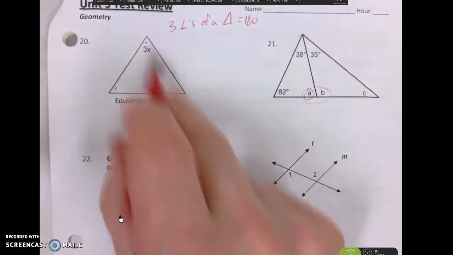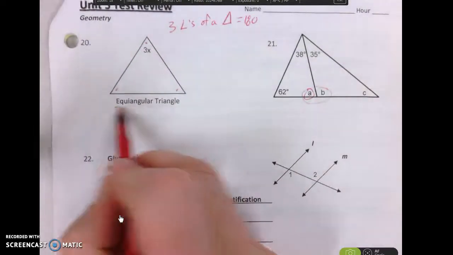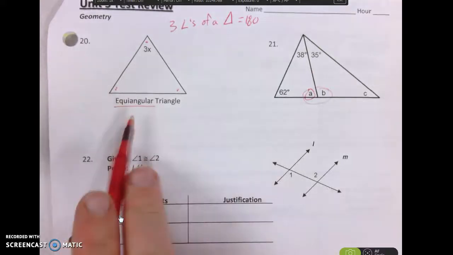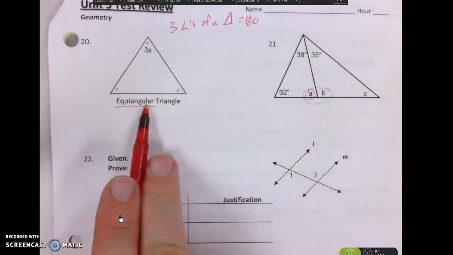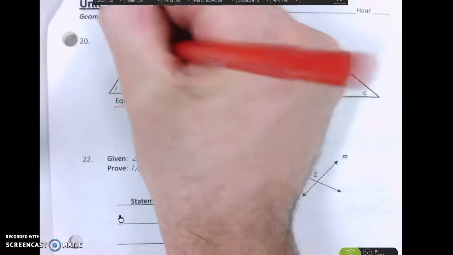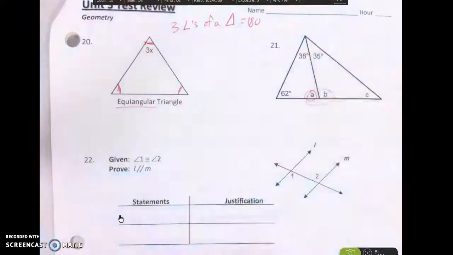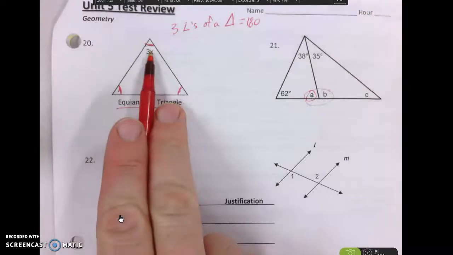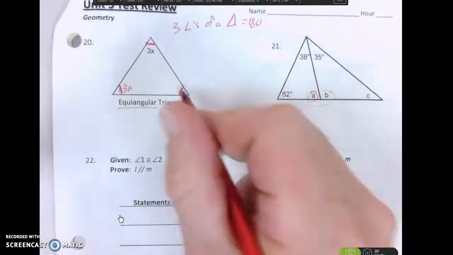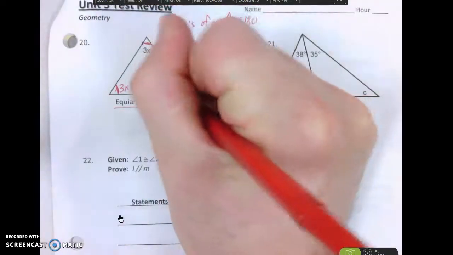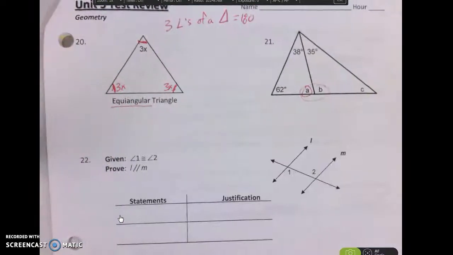So if I know these all are 180, and I know it's equiangular, you see the equal? The equal means equiangular. So that means all of these angles, I'm going to mark them, are exactly the same. So if they're the same and this one's 3x, I'm pretty sure I can call this one 3x because they're the same. And then I'm pretty sure I can call this one 3x because they're the same.